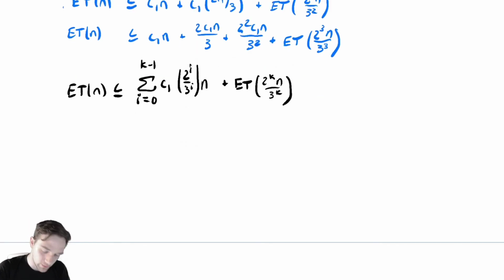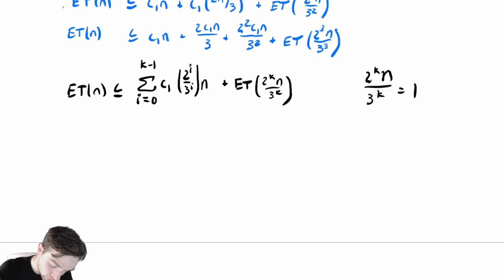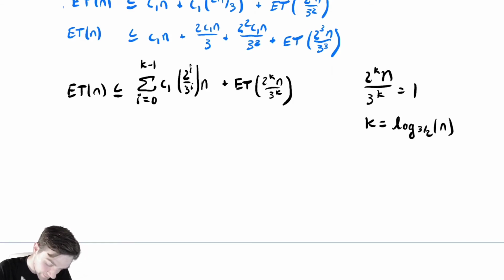Let's proceed by finding out what our value of k is. That's 2 to the k times n over 3 to the k is equal to 1. Our base case is 1 because if we're always being pessimistic, once we have one element, we can no longer be any more pessimistic. We've found the order statistic. So if we solve this for k, and I'm going to skip the algebra, you can get log base 3/2 of n.